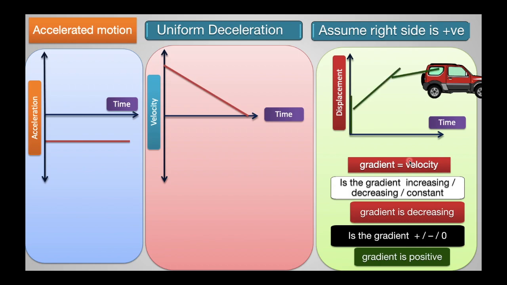The gradient should decrease. I'm first plotting the tangents so that you can get the shape of the curve. This is the shape of the curve, which gives a decreasing gradient. You can see from the maximum it's going to a zero gradient, so it's decreasing. All the values of gradient are positive. So this is the displacement time graph for this particular motion.